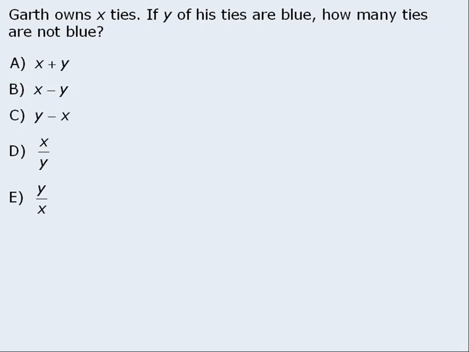Now, the other way to solve this question is called the input-output approach. Here's how it works. First, we choose some actual values for the variables. Let's say that X equals 10. In other words, Garth owns a total of 10 ties. Now, we didn't have to choose 10 to be the value of X. We could have chosen any number to represent the total number of ties that Garth owns. In a later lesson, we will examine some strategies for choosing numbers, but for now 10 is a good value for X. Now let's choose a value for Y. Let's say that Y equals 3. In other words, Garth has 3 blue ties.